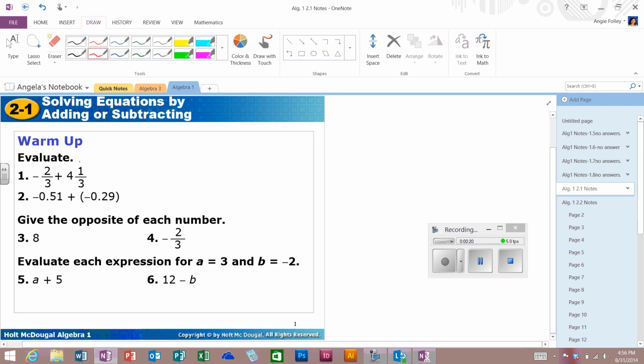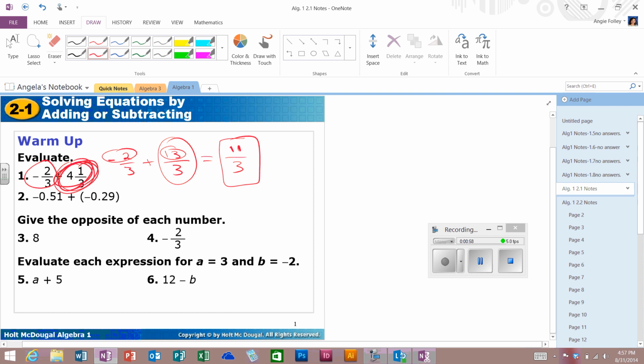With this first one, we have negative 2/3 plus 4 1/3, okay? So I'm going to convert this to an improper fraction, so negative 2/3 plus 13/3. On top, I'm going to have 13 minus 2, which is 11/3. And remember what I said, you can leave your answer like that. You don't have to turn it into a mixed number. And I should have said this is not a mixed number, this is an improper fraction.